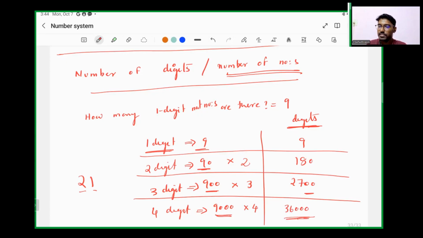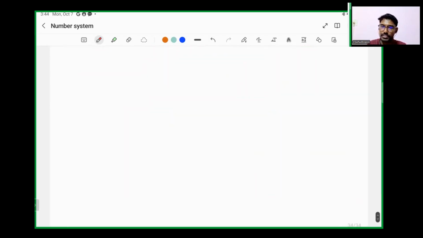So remember this one. This is the difference between number of numbers and number of digits. Number of numbers, you are counting it as one number. Number of digits, you need to count it as digits. So a 2-digit number will be having 2 digits, a 3-digit number will be having 3 digits.